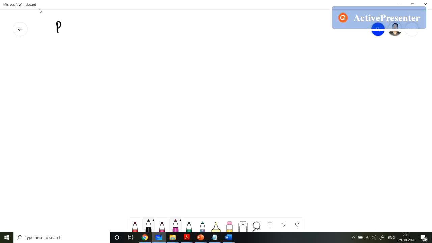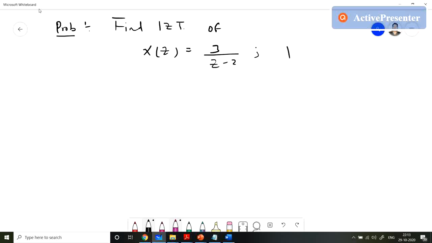So let us do another problem. It is also related to inverse Z transform. Find the inverse Z transform of X(z) equals 3 divided by z minus 2, and modulus of z is greater than 2. So let us find out the inverse Z transform.